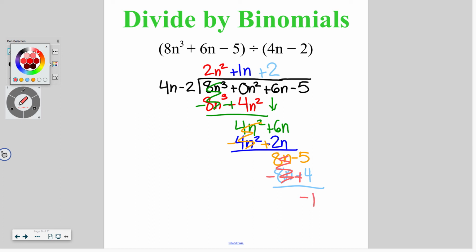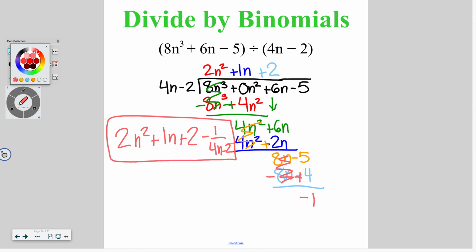So my final answer is going to be 2n squared plus 1n plus 2 plus minus 1 over 4n minus 2. That negative comes from it being a negative 1.